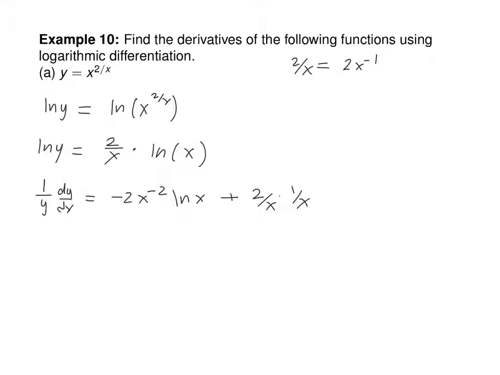Is everyone okay with what happened there? The logging allowed us to take something that we didn't know how to work with and made it a product, and we have a rule for products, right? If you hadn't logged, you couldn't have done a product, because exponents are not products. I guess they kind of are, but when they're variables, they're not in the same way. So dy over dx is negative 2 ln x over x squared plus 2 over x squared, times y.